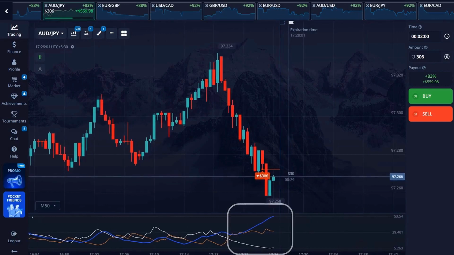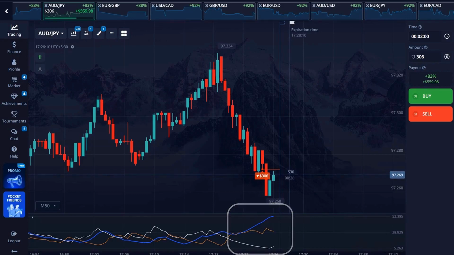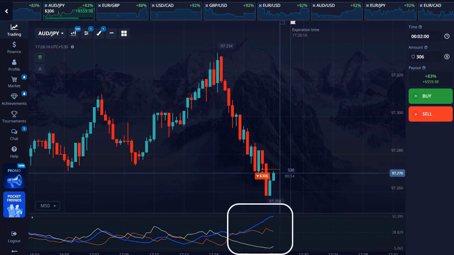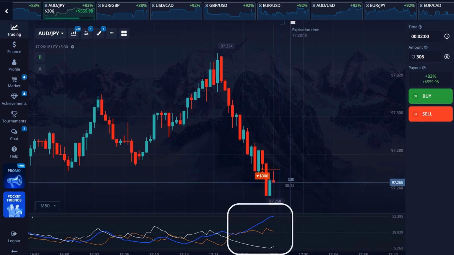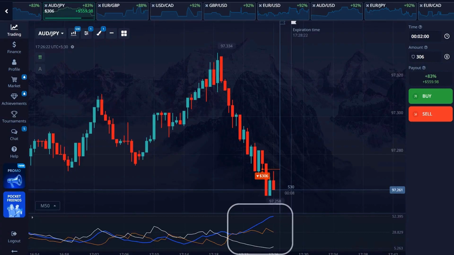Now it's simple. When the blue ADX line moves above the middle or above 25, it means the market has entered a strong trend. If it's below 20, stay out. The market is flat and signals will be weak. When plus DI white is above minus DI red, buyers are in control. Look for buy trades. When DI red is above plus DI white, sellers are strong.